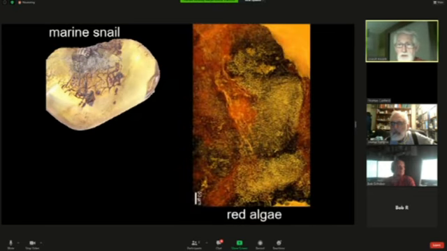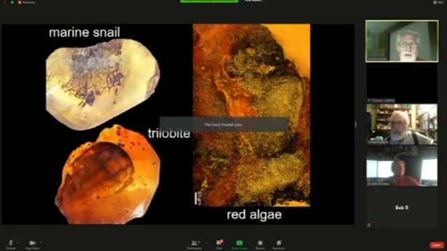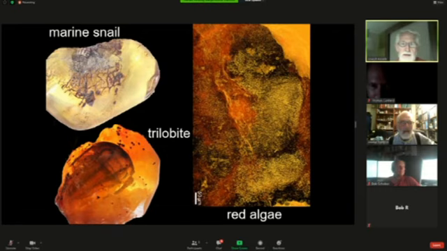How about red algae that lives on the bottom of the seafloor? How did all of these things get trapped in amber? Now, how about a trilobite? That should really knock your socks off, since these things have been supposedly extinct for extremely long periods of time. They're found very at the bottom of the geological column.